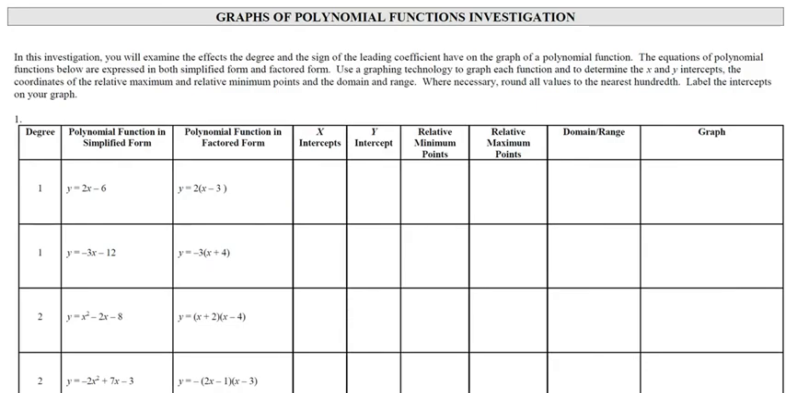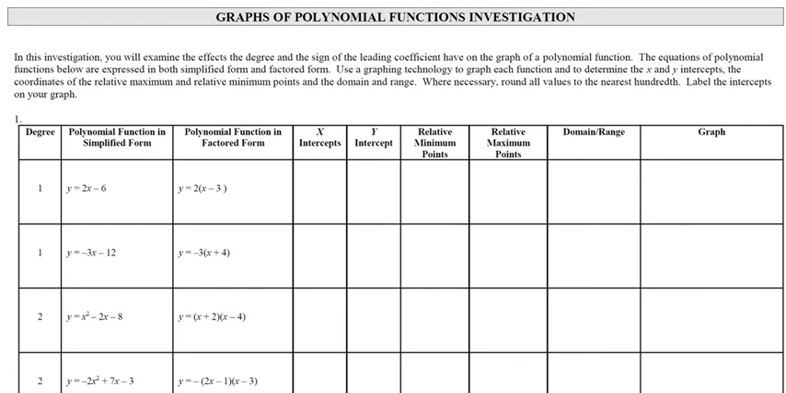Function. Okay, in this investigation, you will examine the effects the degree and the sign of the leading coefficient have on the graph of a polynomial function. The equations of polynomial functions below are expressed in both simplified form and factored form.